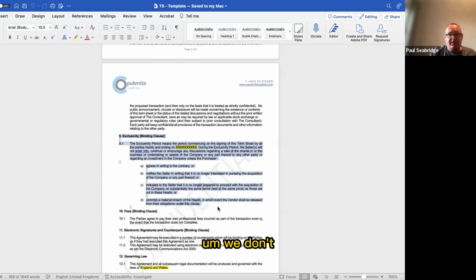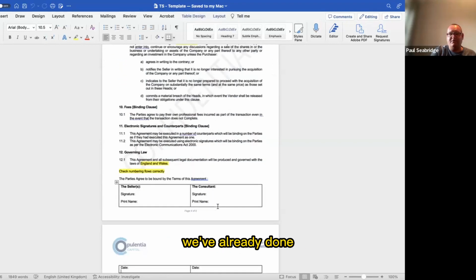Generally, we don't pull out of deals once we sign a term sheet unless we found something absolutely fundamental, and I can count on one hand how many times we've done that. So usually at this point, we've already done our initial due diligence that we're happy with, so it's unlikely, unless we found something really fundamental, that we would back out. Fees, we're going to incur fees, they're going to incur fees, professional fees, and we both agree to cover our own fees rather than covering each other's.